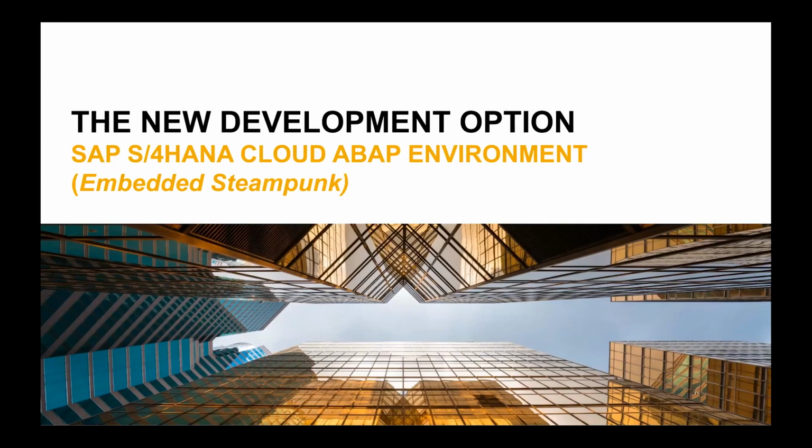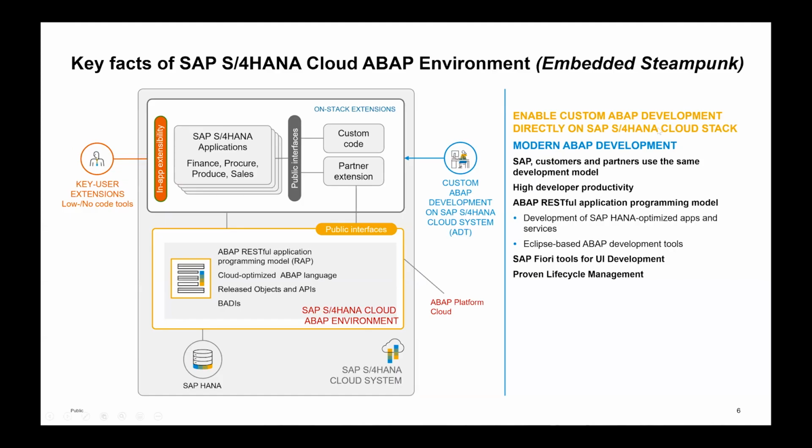Now we are looking at the new development option, which is already available on cloud and on-premise. That is SAP S/4HANA Cloud ABAP environment, or internally we call it embedded Steampunk. So we have Steampunk and now we have embedded Steampunk. And here the names do matter, and why, I will show in a short moment. Here are the key facts of embedded Steampunk.